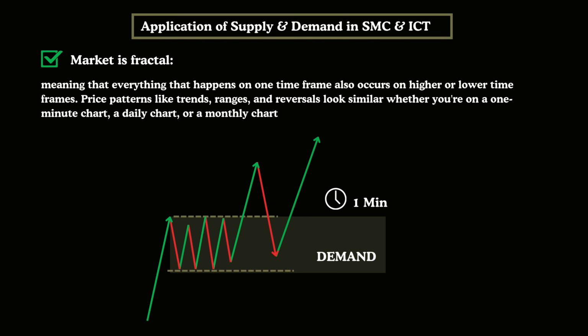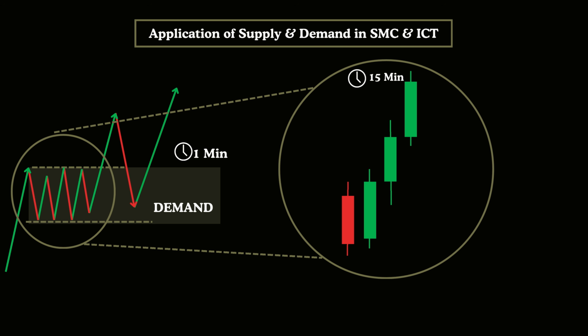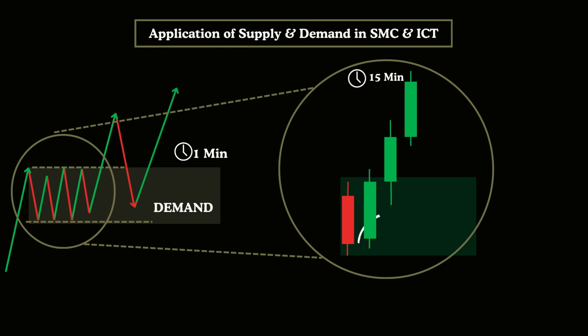For instance, if a demand zone appears on a 1-minute chart, and then we shift to a higher time frame, like the 15-minute chart, we may notice that the entire base formation from the 1-minute chart condenses into a single bearish candle that precedes a strong upward move. This is what we identify as a bullish order block.